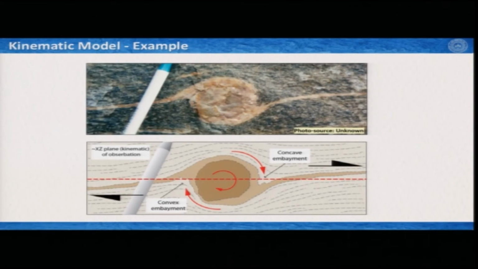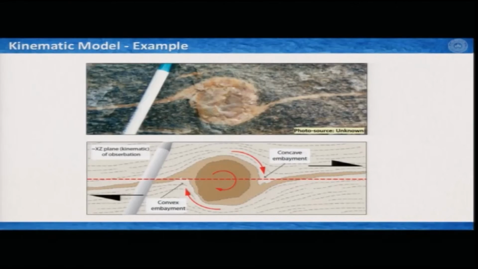Let us look at the kinematic models. As I said, kinematic models are one step advanced from the geometric models, because after constructing the geometry, the kinematic model includes the relative displacements, the motions of the observation we are making. What we see here in the top photograph is a very classic structure that we commonly observe in ductile shear zones. We will learn about it later. This is known as a delta structure. Looking at it, if we try to construct this geometric model without all these arrows and so on, this is how it should look.